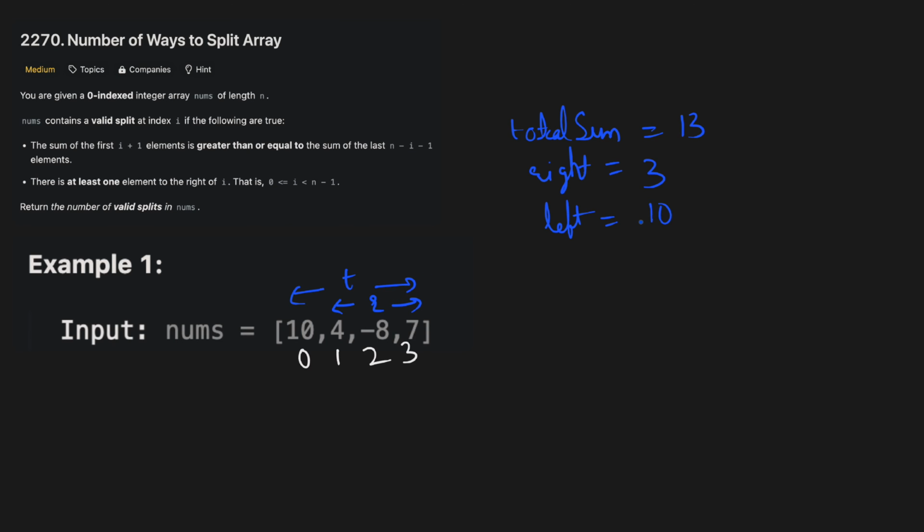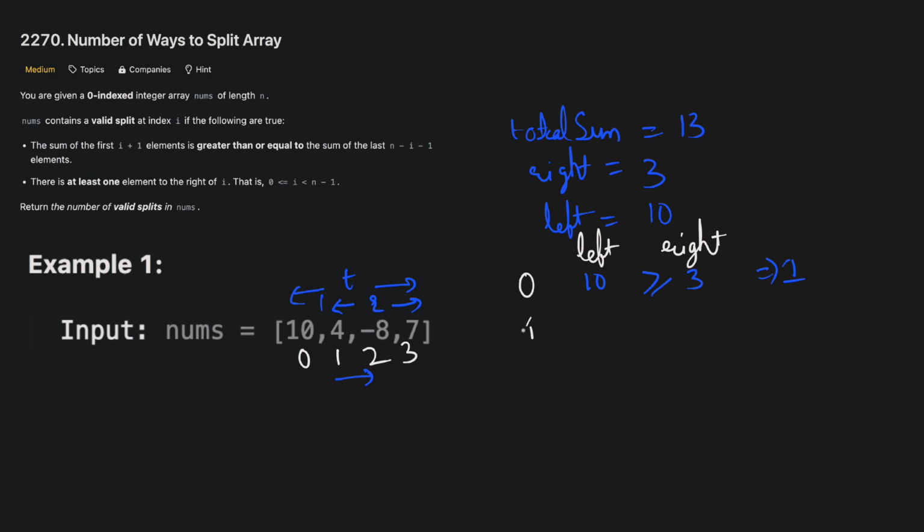So now both the operations of calculating the left and right sum take just O of 1 time for one split point. And now we can move forward with all the split points and count the valid ones. So now let's see this in action. For split point at index 0, our left sum is 10 and right sum is 3. And as left sum is more than right sum, this is a valid split point. So we increment the valid split point to 1.